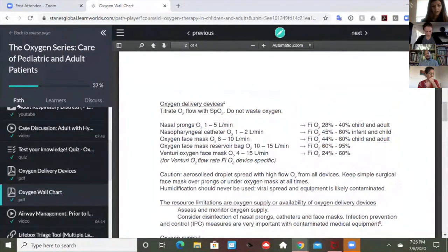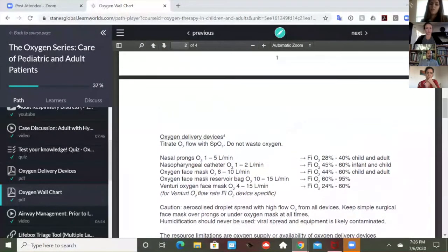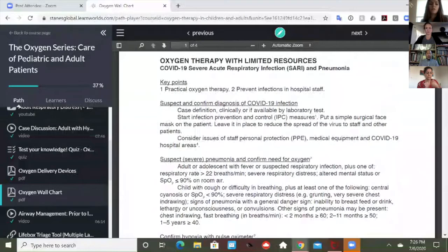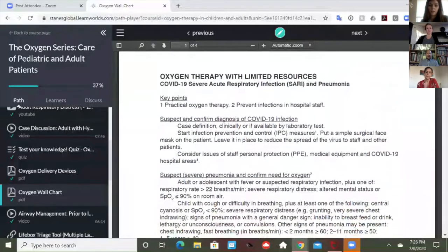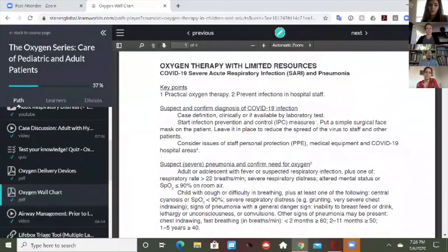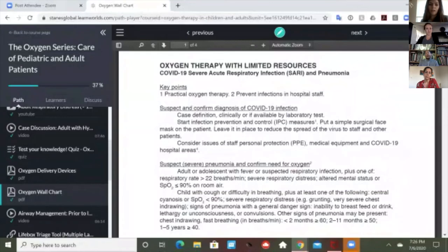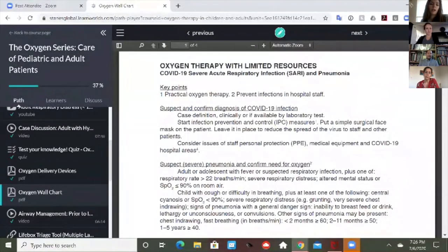Okay, and our next paper is on the oxygen wall chart. So this is a chart that you guys have seen in the previous ones, and it's oxygen therapy with limited resources. So it kind of goes through what you do if you have a COVID patient.